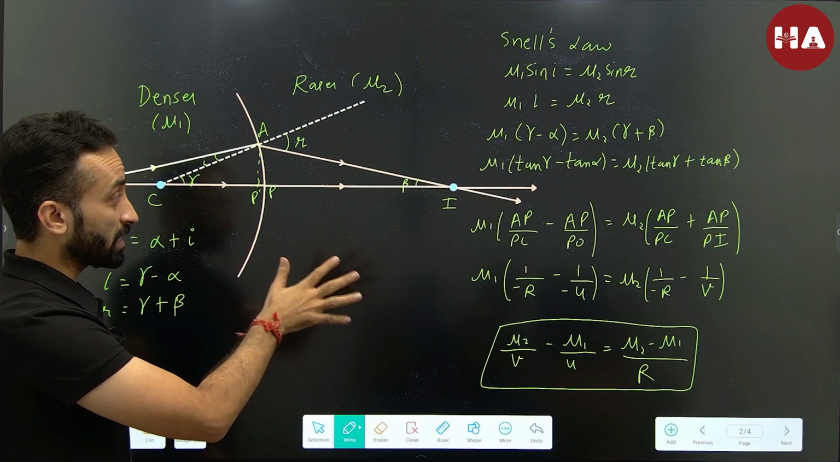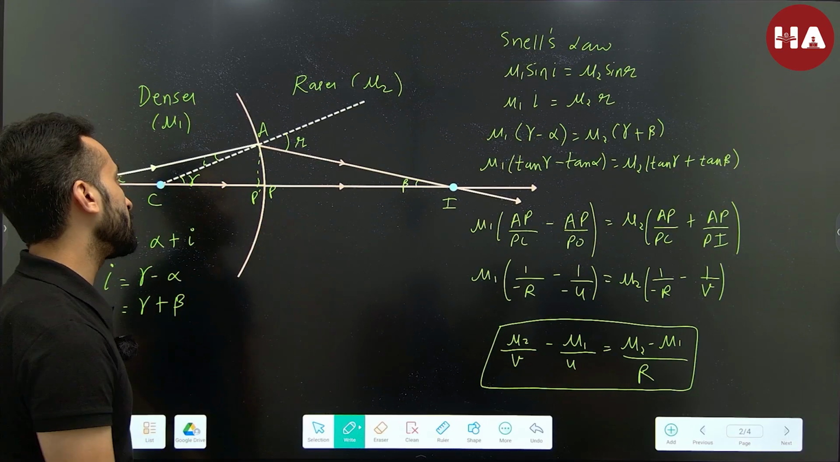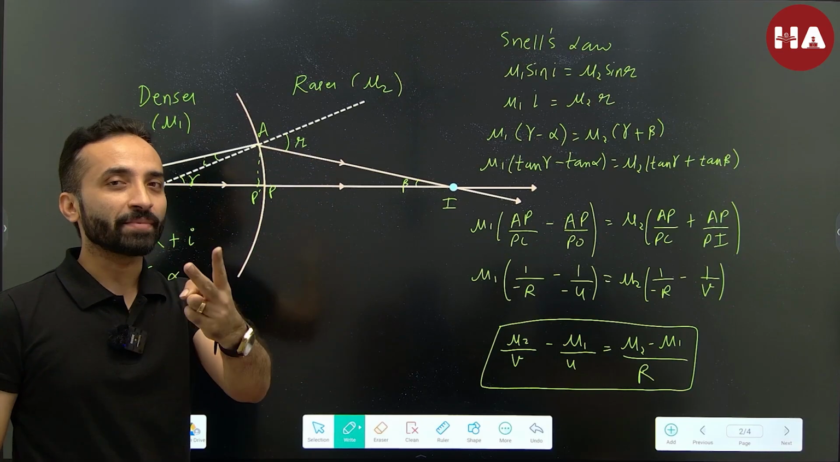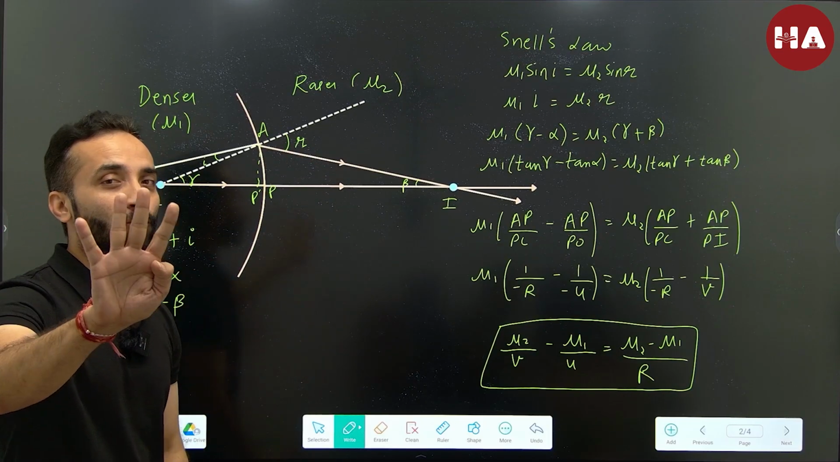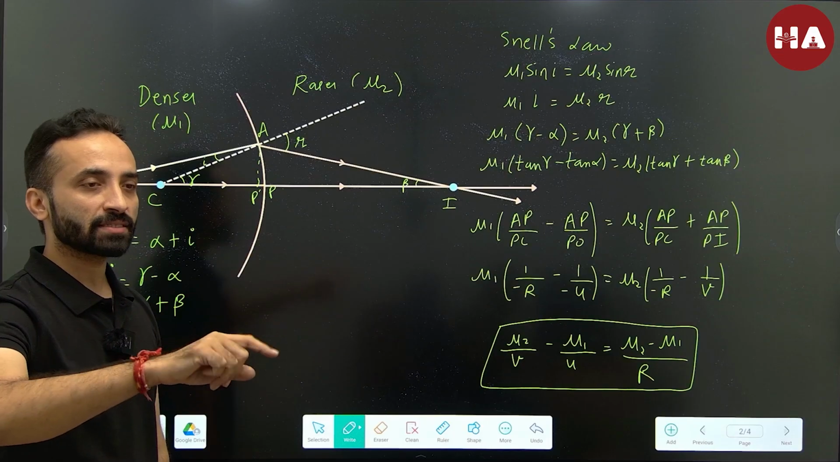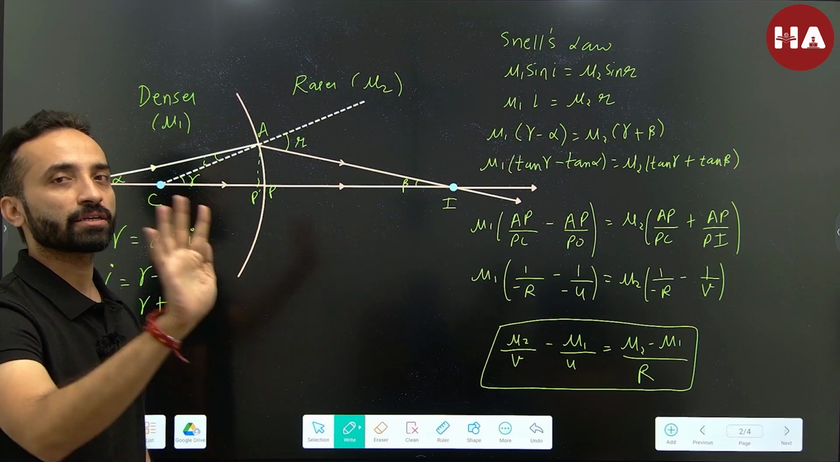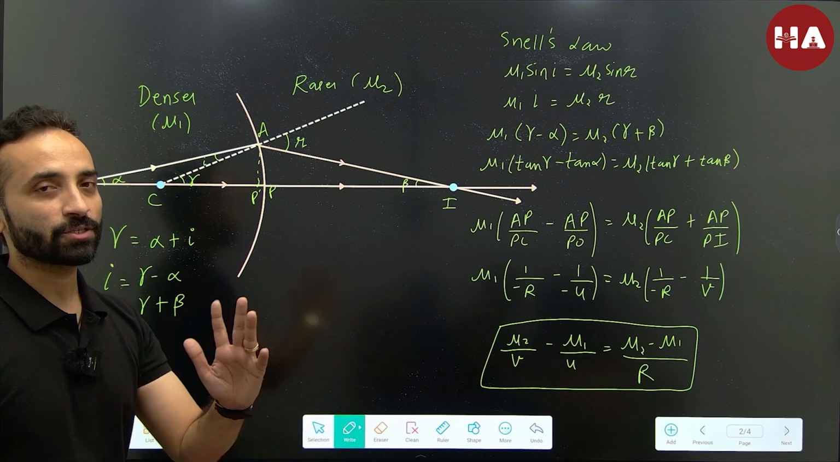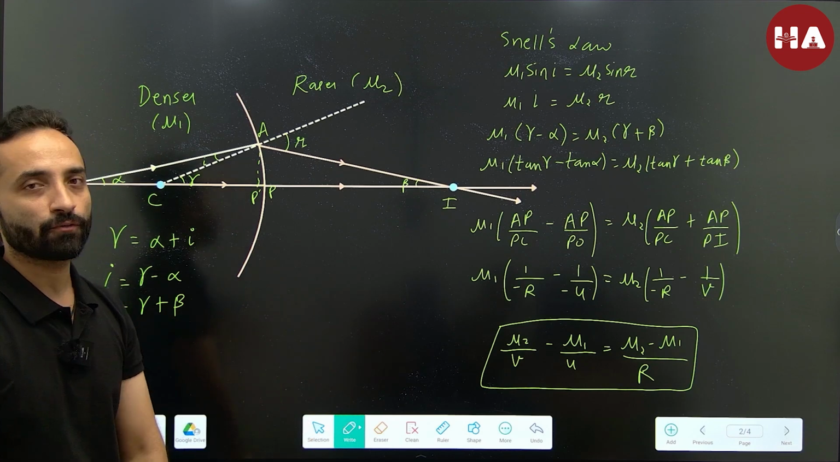So that's about this particular case, that is the concave spherical refracting surface, denser to rarer. I will come up with the remaining two also because there are four possibilities: concave, convex, rarer to denser, denser to rarer. So there are four permutation combinations that you can think of. I will wait, you pause the video, copy this down, then I move forward.